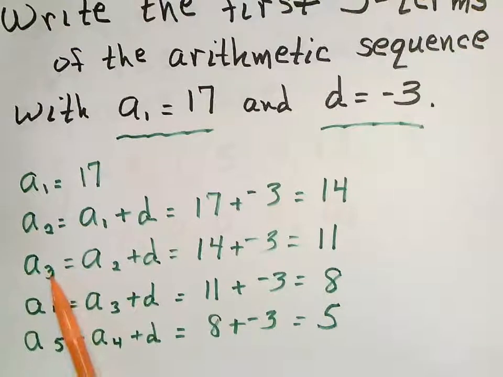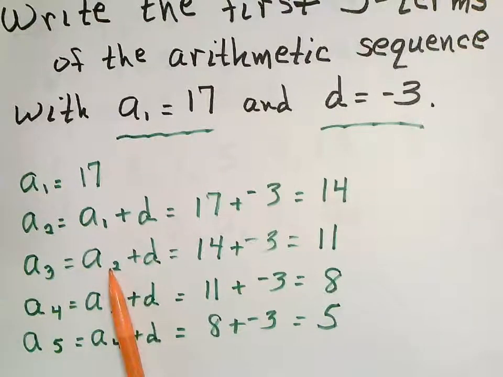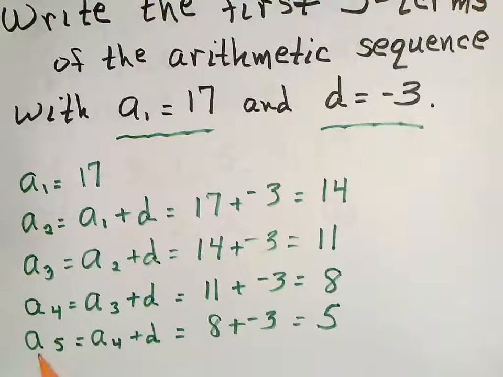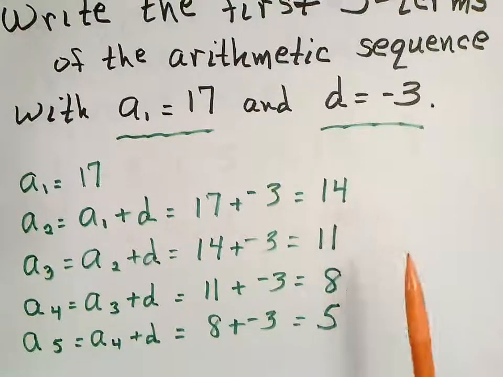Then to find the a sub 3 term, we take the a sub 2 term, which is 14, and add the common difference, negative 3, and we get 11. To find the a sub 4 term, we take the a sub 3 term, 11, and add negative 3, and we get 8. To find the fifth term, we take the a sub 4 term and add negative 3 to get 5. So you see, 17 plus negative 3 is 14. 14 plus negative 3, 11. 11 plus negative 3, 8. 8 plus negative 3, 5.